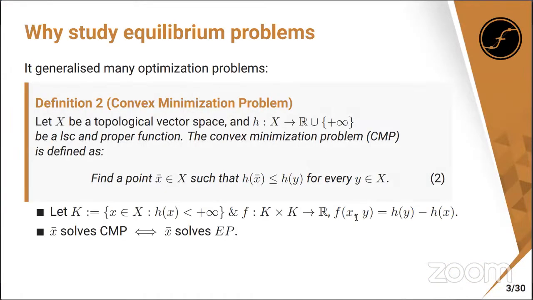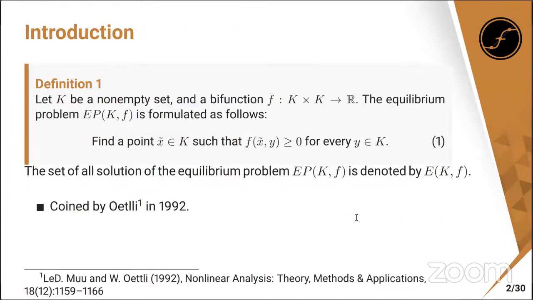An equilibrium problem is a problem of finding a point. If you have a nonempty set K and you have a bifunction F defined on K cross K into R, then the equilibrium problem is a problem of finding a point x tilde in K such that F of x tilde comma y is bigger than or equal to 0 for every point y in K. We denote this problem by EP(K, F), and its solution set by E(K, F). This term was coined by Blum and Oettli in 1994.